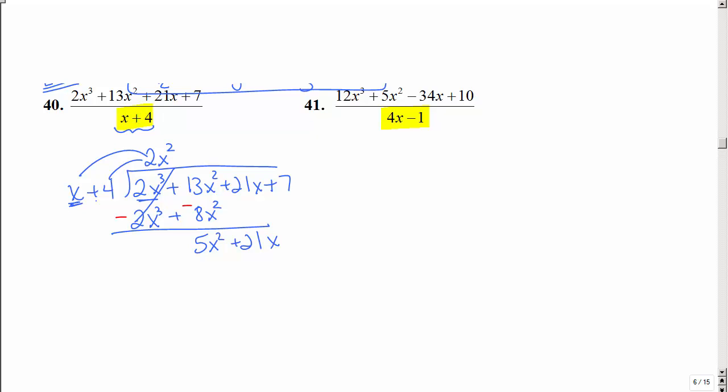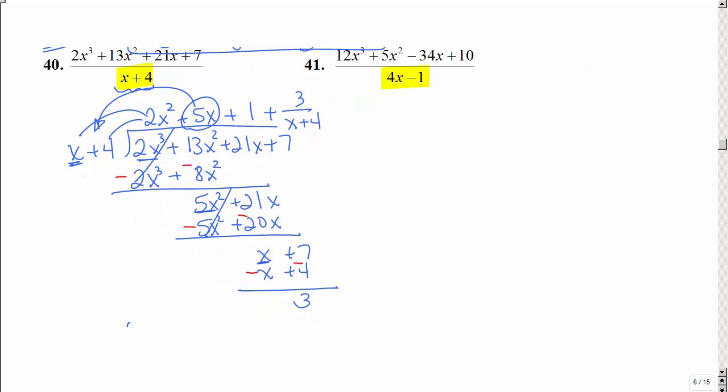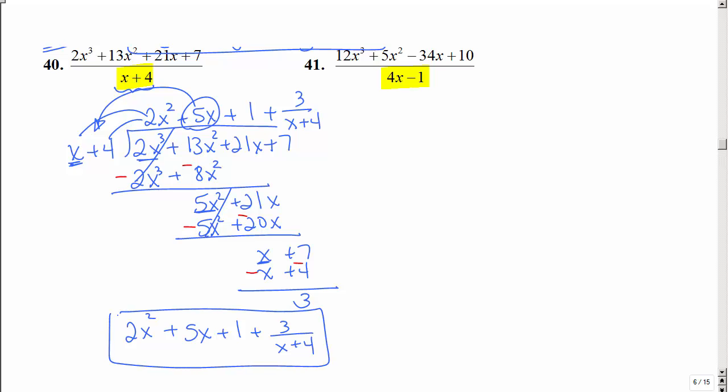And then repeat the process. You're dividing the first two, and that goes in there plus 5x squared. You're then multiplying, again, this times what's in front. I'm going to draw my line and change the signs. Those should cancel. And repeat. X divides into x one time. Don't quit. Draw your line, change the sign. And so your remainder is a positive 3, and you put that over your divisor. So your final answer is 2x squared plus 5x plus 1 plus 3 over x plus 4.